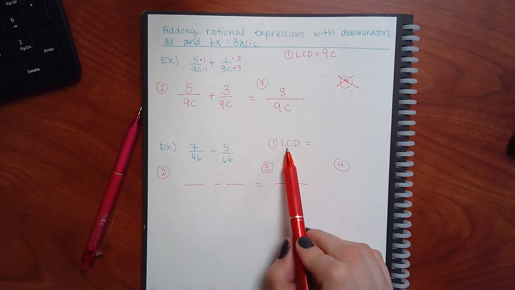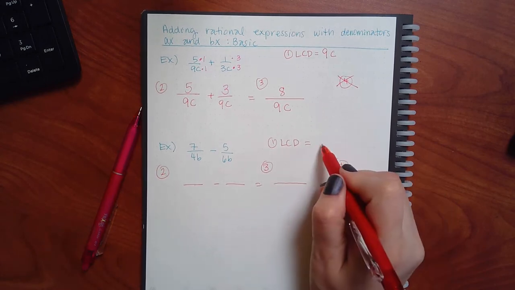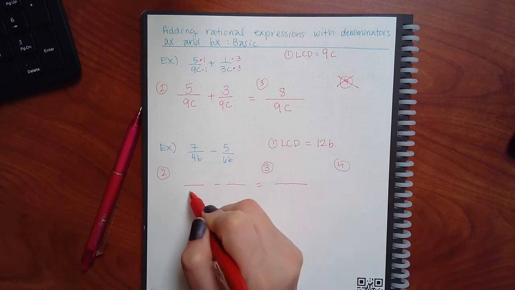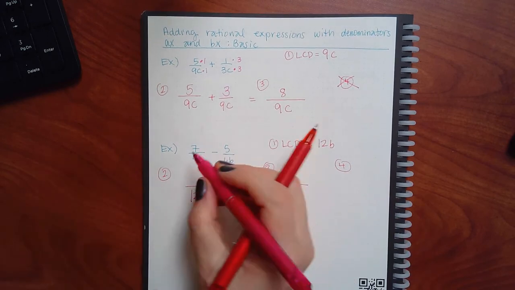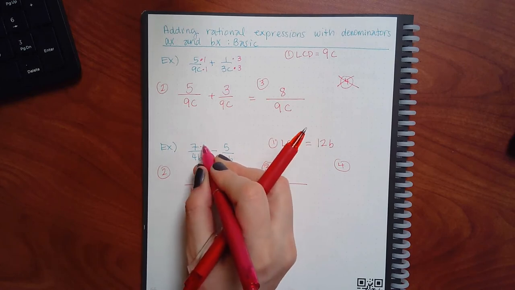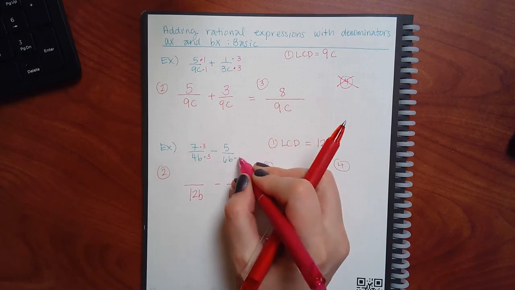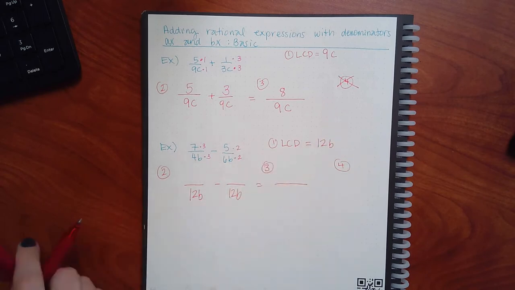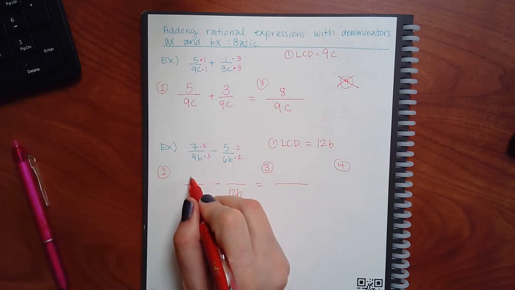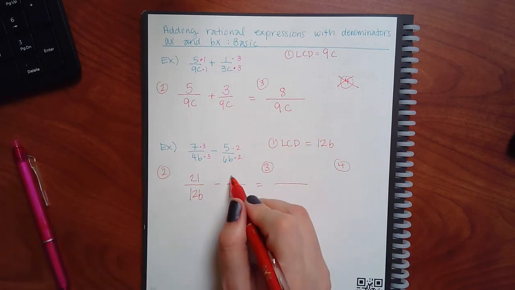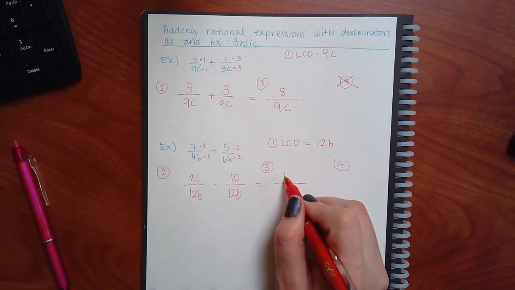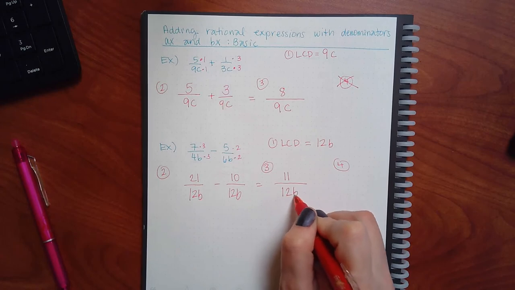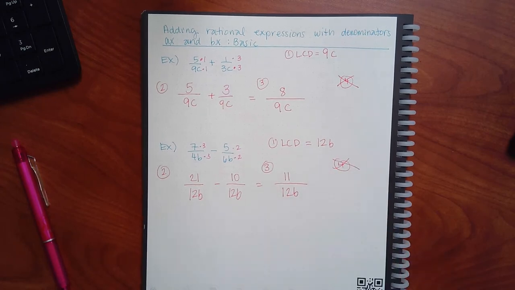Okay, did you get something for the LCD? 12B. 12B, good. So then what? You multiply the left-hand side, the 7, by 3. And then you multiply the right-hand side by 2. You get 21 and 10. So we end up with 11 over 12B, right? And those cannot reduce. So no last step, right?